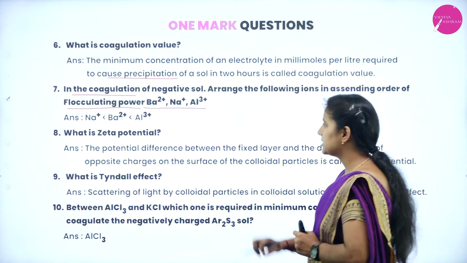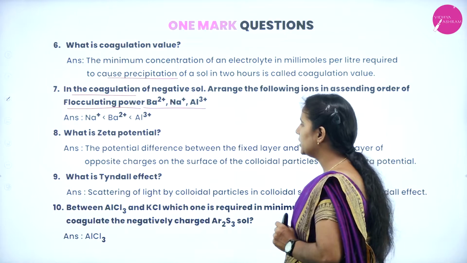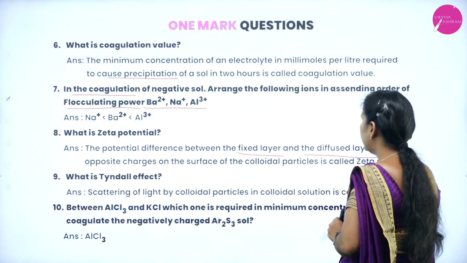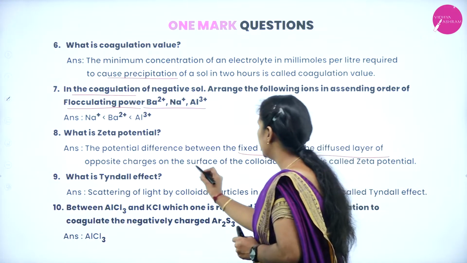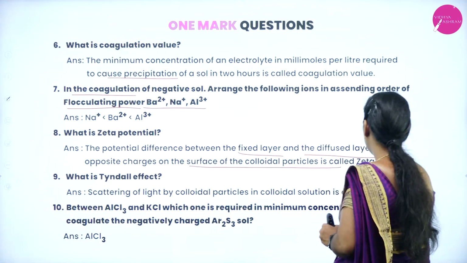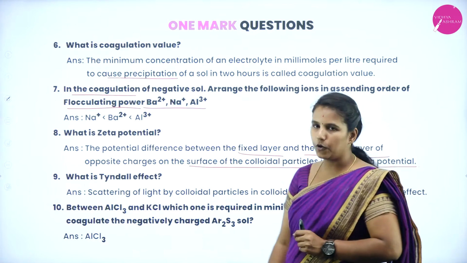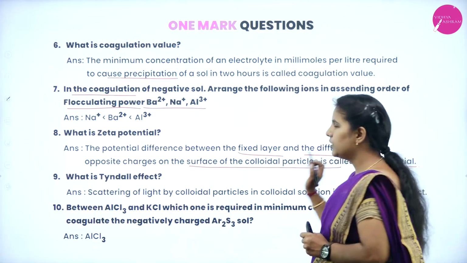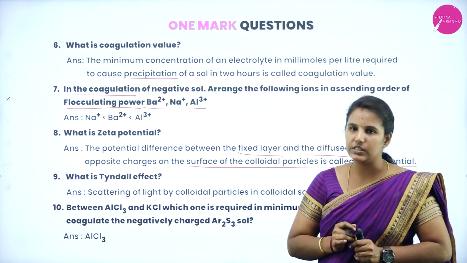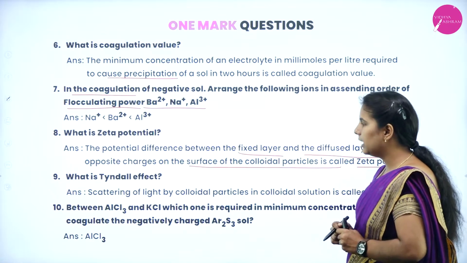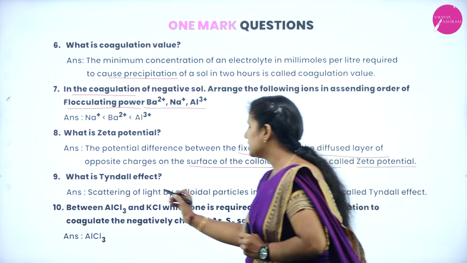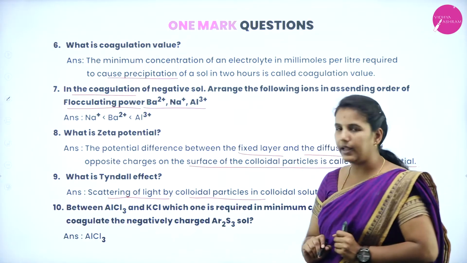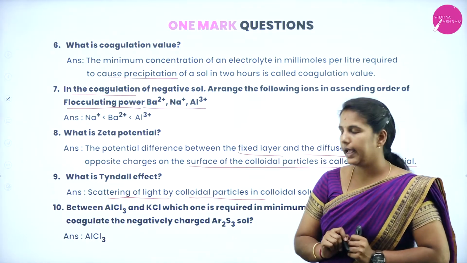Next, what is zeta potential? The potential difference between the fixed layer and the diffused layer of opposite charge on the surface of the colloidal particle is said to be zeta potential. It is just the difference between the fixed layer and the diffused layer with opposite charges. Next, coming to the Tyndall effect, as we already know, it is nothing but the scattering of light by a colloidal system, by the colloidal particles. It is said to be the Tyndall effect.